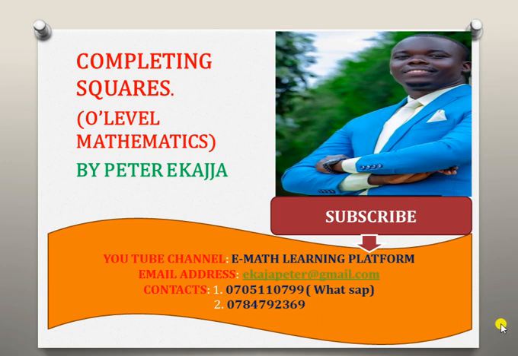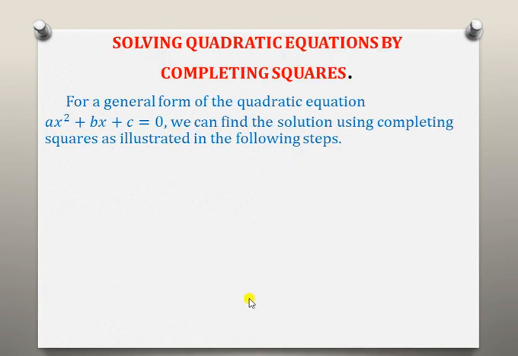So let's look at completing squares. Now, for a general form of a quadratic equation ax squared plus bx plus c equals 0, we can find the solution using completing squares as illustrated in the following steps. Let's look at step number 1.